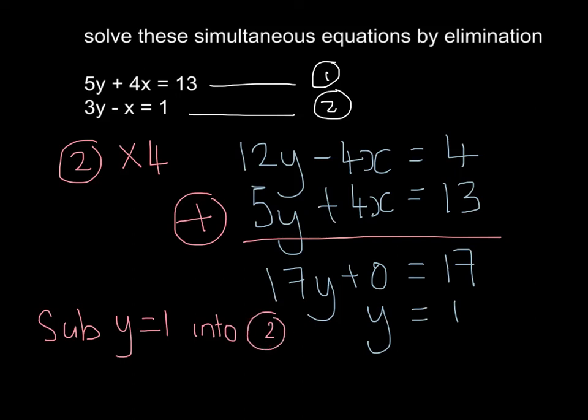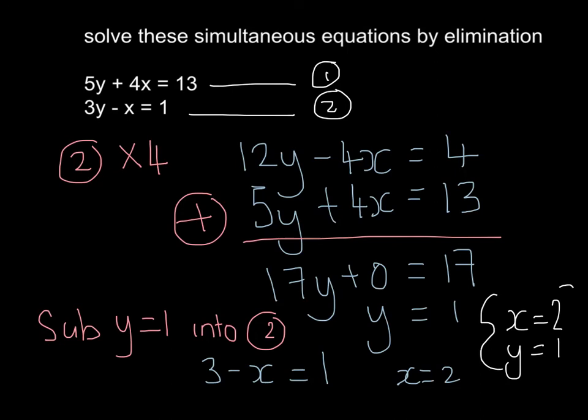So to do that, I'll get 3y, now y is 1, so 3y is going to be 3, minus x equals 1. And 3 take away what number gives you 1? It must be 2. So x must be 2. So my final solution is x equals 2 and y equals 1. And it's normal math notation to put those in like a curly bracket.